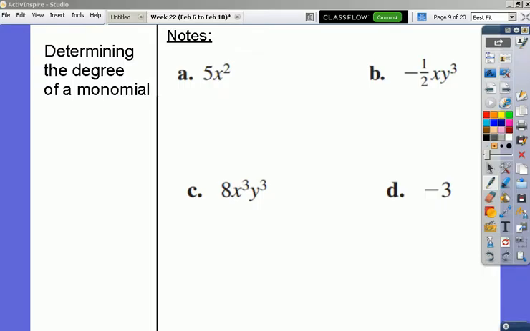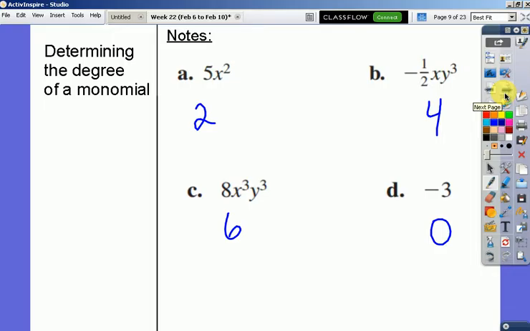First one, what's the degree? 2. What's the degree for B? 4. The degree for C? 6. And the degree for B? Because you have 1 to the third plus x to the first. So third, 3 plus 1. It's going to be 4.